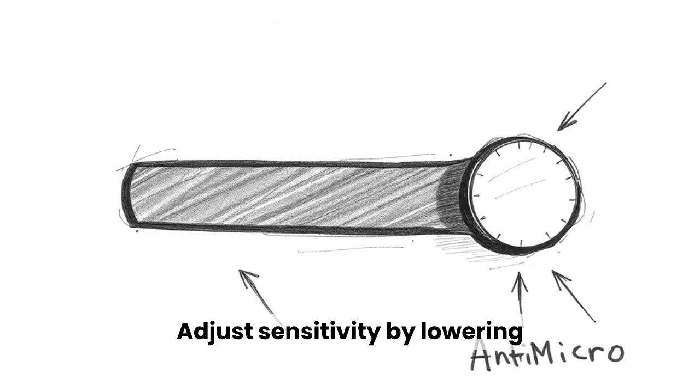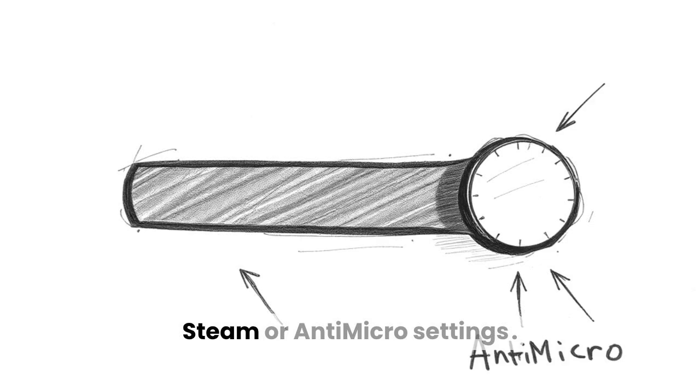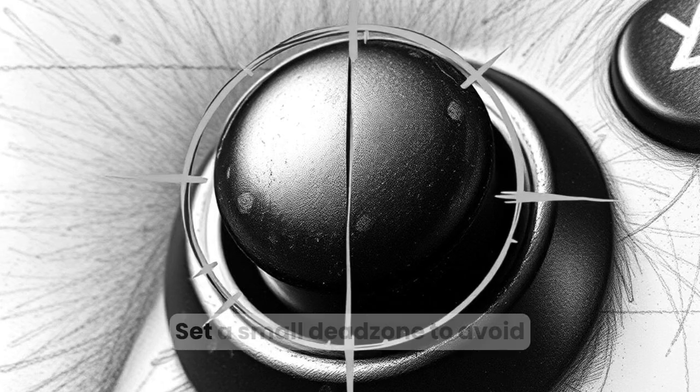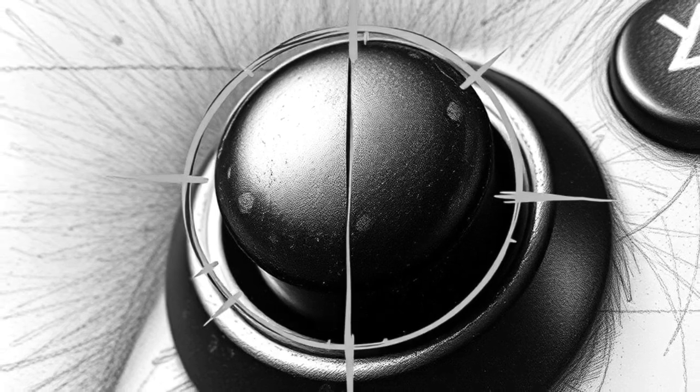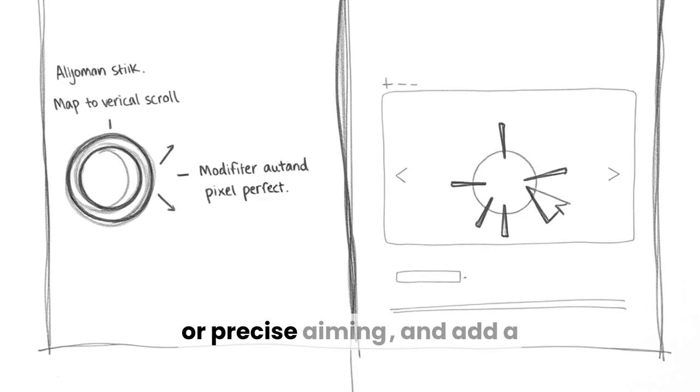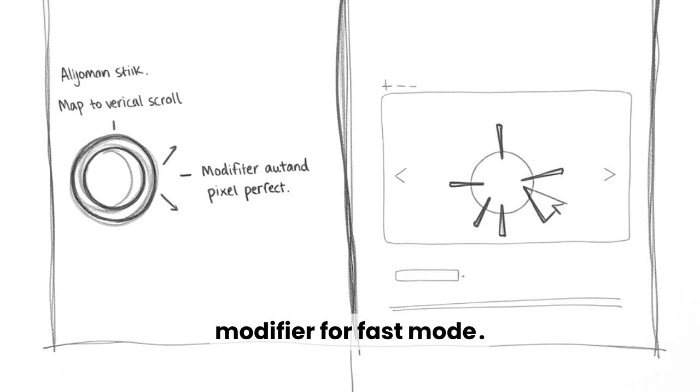Adjust sensitivity by lowering or raising mouse speed in Steam or AntiMicroX settings. Set a small dead zone to avoid drift, or increase it if the cursor jitters. Map the right stick to scroll or precise aiming, and add a modifier for fast mode.